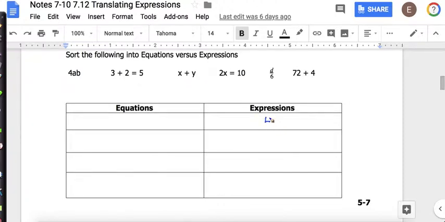Look at the first example. We have 4ab, that's an expression. 3 plus 2 equals 5 is an equation because it has an equal sign. X plus y is an expression. 2x equals 10 is an equation because it has an equal sign. D divided by 6 is an expression. And 72 plus 4 is also an expression. So notice all the equations had an equal sign and expressions did not.